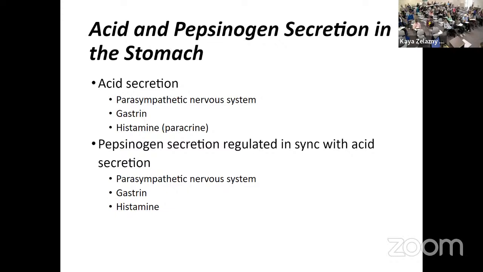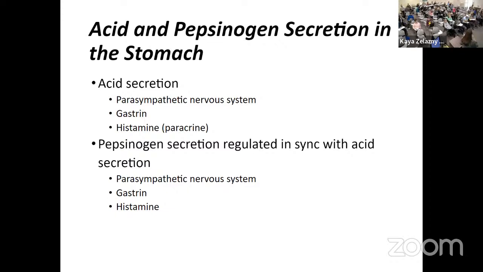For acid secretion, this is going to be in response to activation of the parasympathetic nervous system, rest and digest. We also have a hormone, gastrin, that is going to create acid secretion, as well as histamine, actually. Histamine in the stomach acts as a paracrine factor, so like a local signal, whereas in the rest of the body, it's doing things like inflammation.